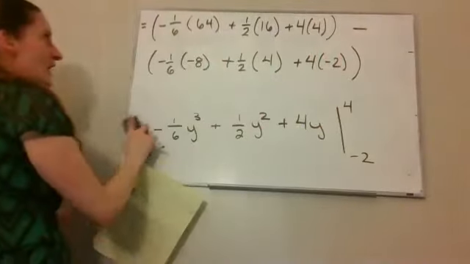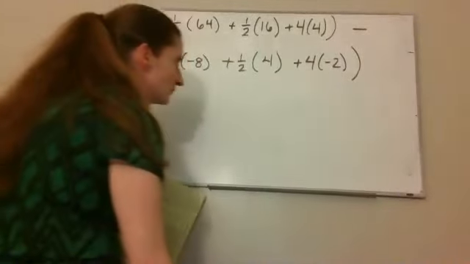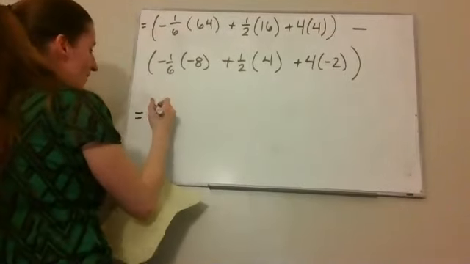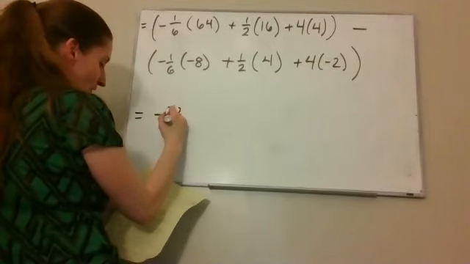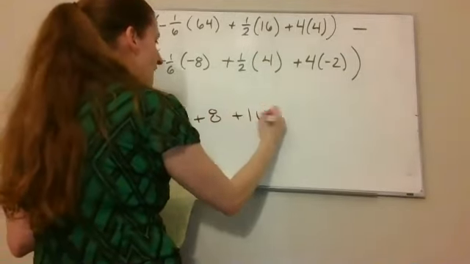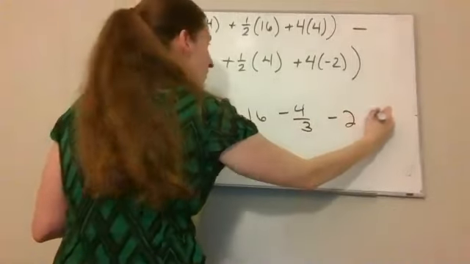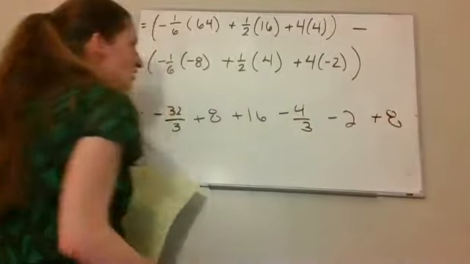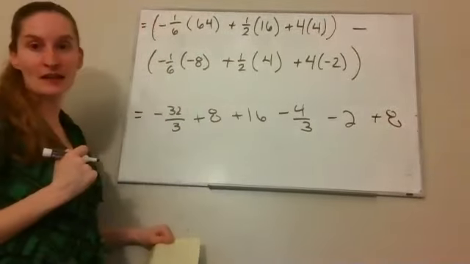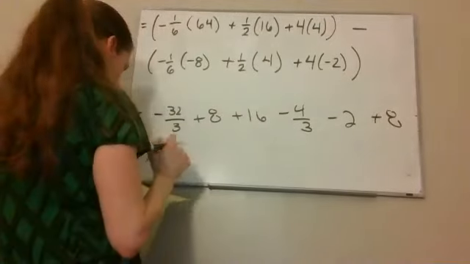And now all that's left is just simplifying this. So what I get when I simplify, I get negative 32 over 3 plus 8 plus 16 minus 4/3 minus 2 and plus 8. Just be careful with your subtraction. Remember, we're subtracting everything in the second set of parentheses. You have to make sure you distribute that all the way through.